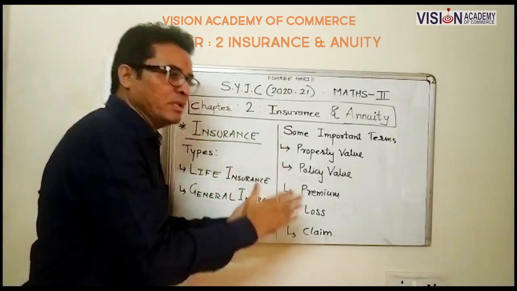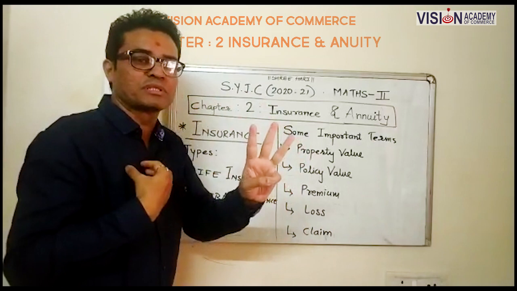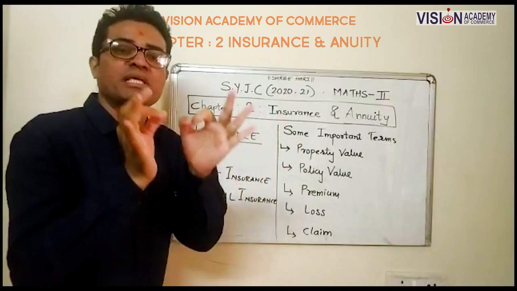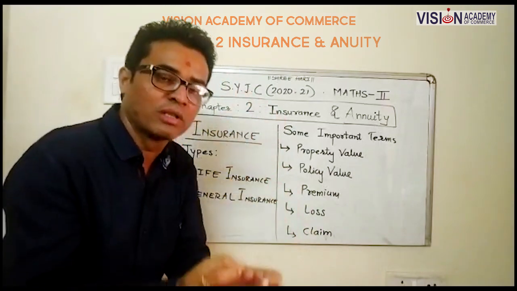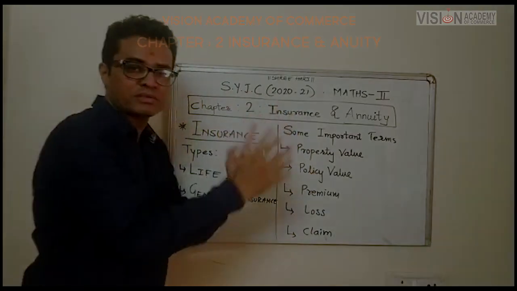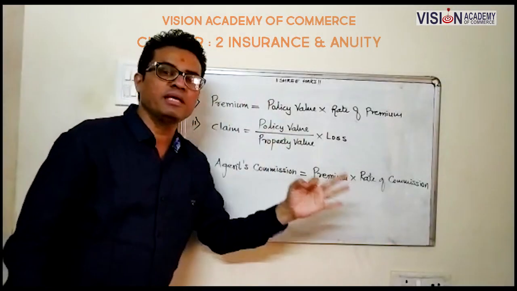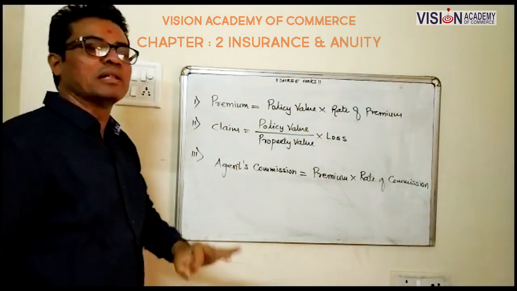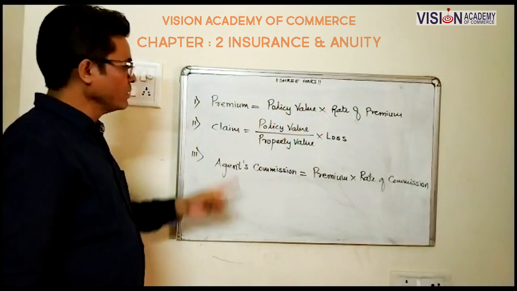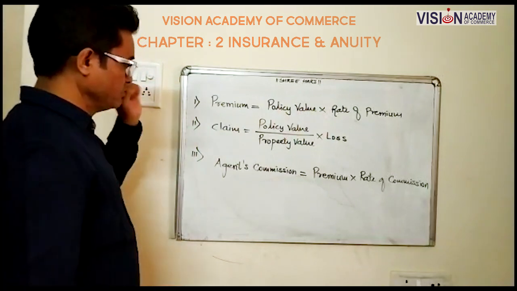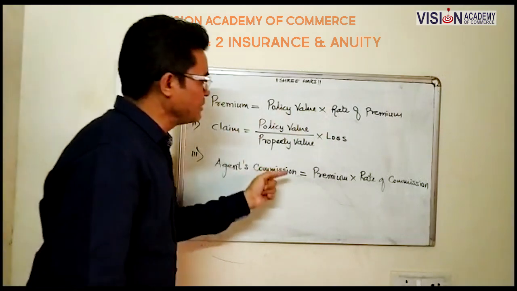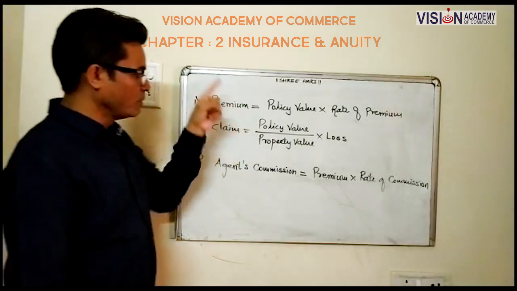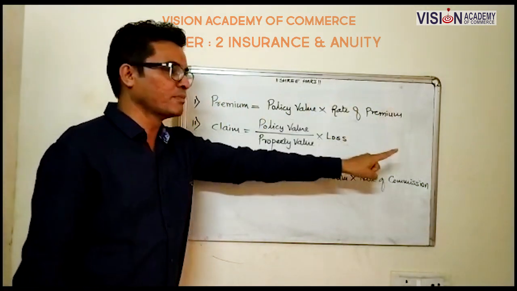On these terms, there are 3 calculations. I am not saying formulas. With the help of these 3 calculations, we can solve the entire exercise of insurance, any question of insurance. First one, premium. Premium is equal to policy value into rate of premium.